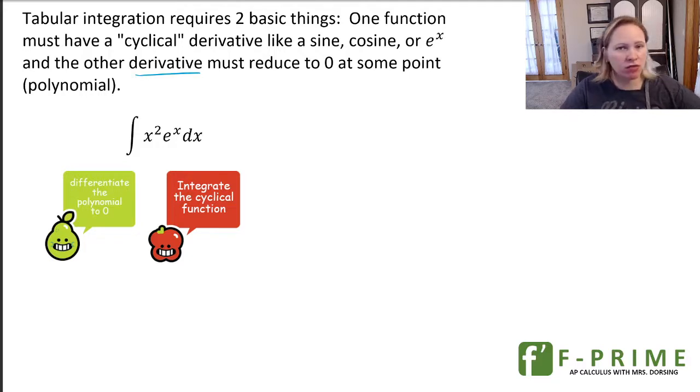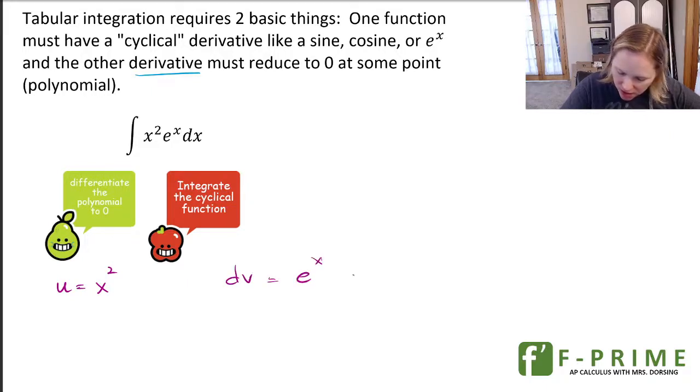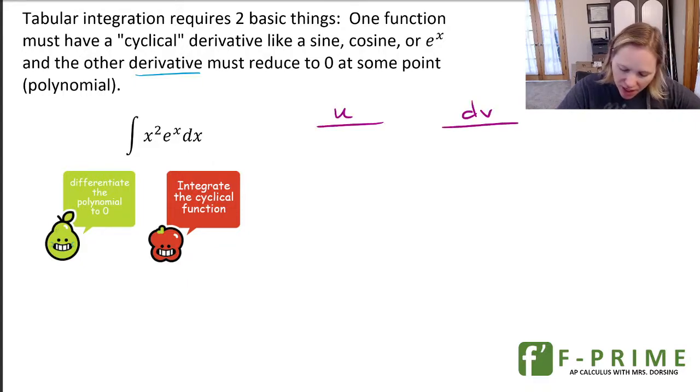You're going to take whatever you would let u be, and you're going to differentiate u. So I'm going to say u is x squared, meaning dv is e to the x dx. You're going to start by writing down the two functions. I'm actually not going to label them as u and dv. A better way to label this might be to say this is u and this is dv, and I write them down: x squared, e to the x.